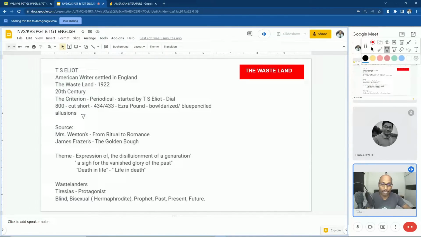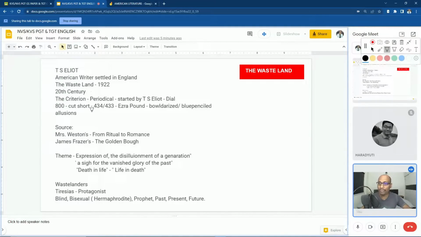Now, what is the source of this? This is examination point of view information, Goji. They will give you questions from this information. They may not ask you, oh, what is the summary of the first part of the poem, second part of the poem, third part of the poem. They will never ask you. They will ask you the questions at the superficial level.